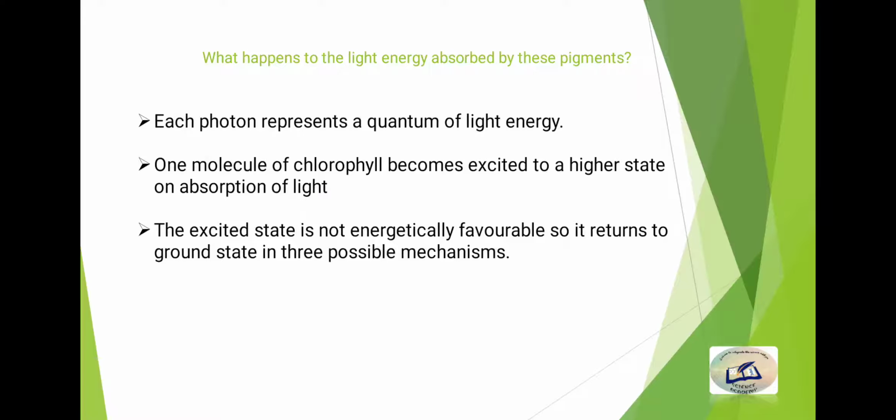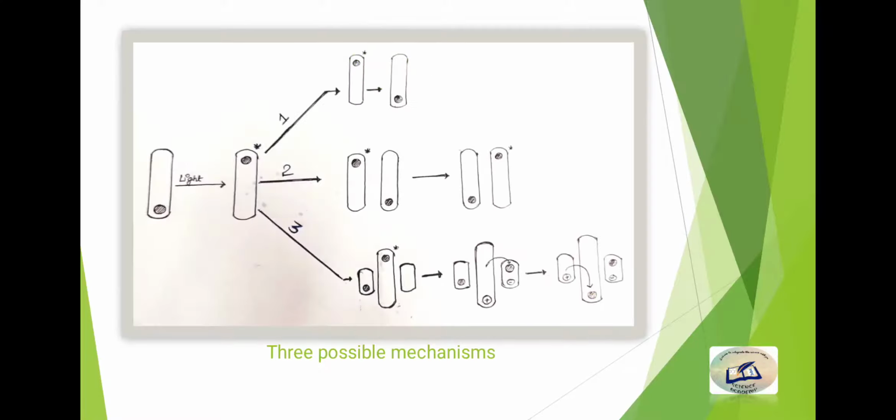In the next slide, I have inserted a diagram where I have shown the three possible mechanisms by which the molecule returns to its ground state. The first option for the molecule would be to convert the extra energy into some combination of heat and light of a longer wavelength, and then return to the ground state.